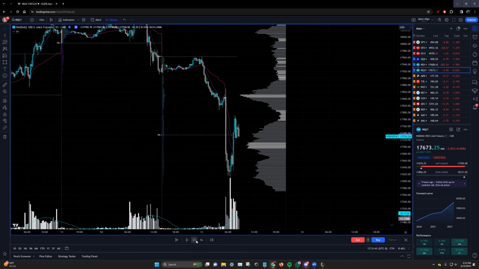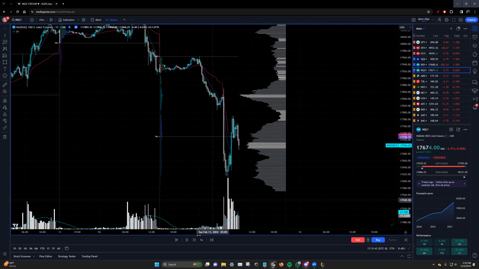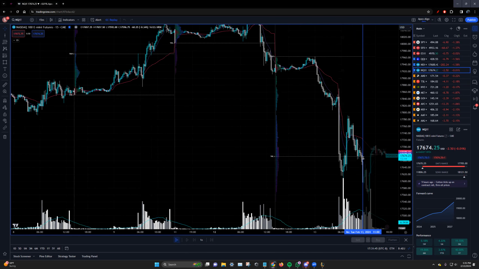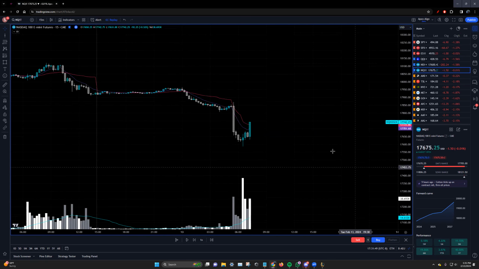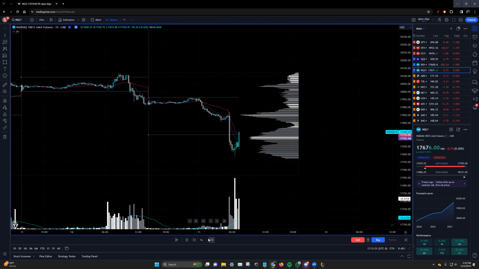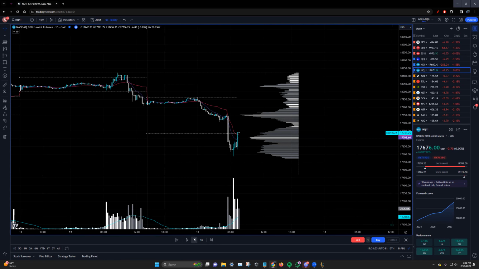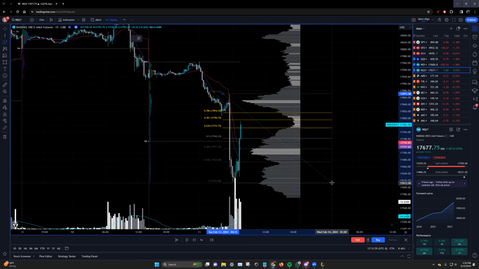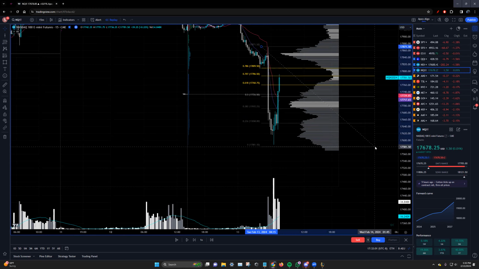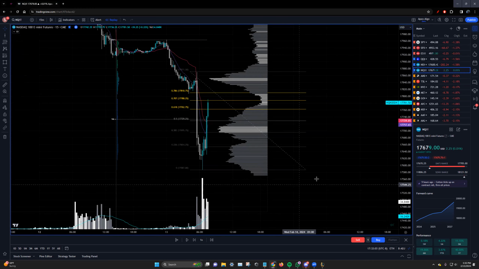What did we do? Came back up and retested that same low volume node right here. We got up, and boom, retested this low volume node, right? Take your fib. At this point, this is what you're looking at. Let me make sure I have the bottom here. And boom, long entry, right?